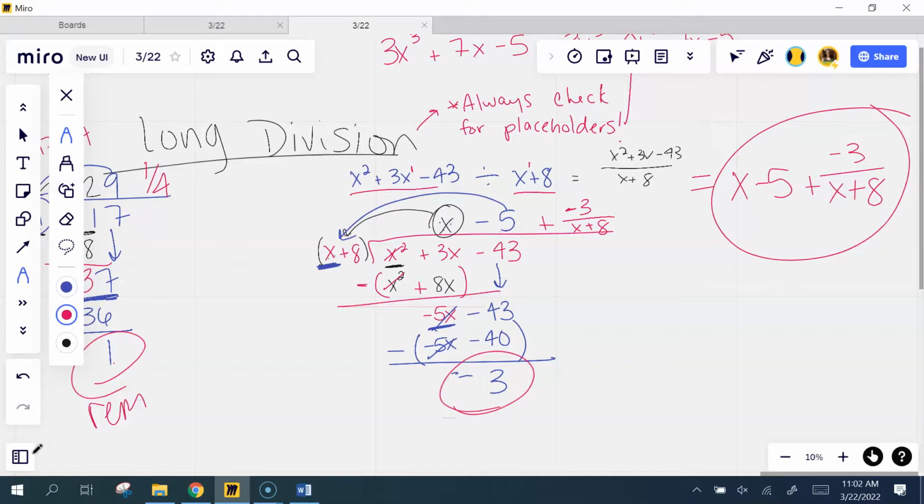Yes. Let's look at number 6. I know number 6 says synthetic, but we're going to do it long division. Actually, let's go to one that has a missing term. Let's do number 9.